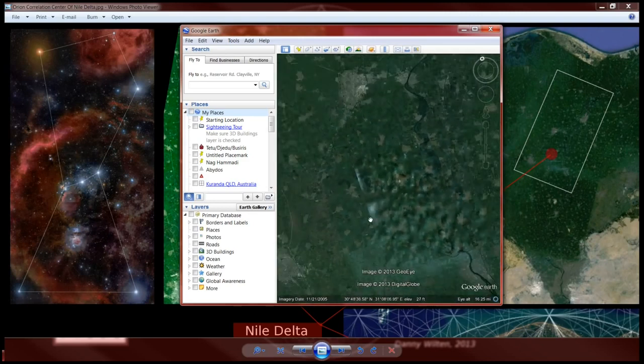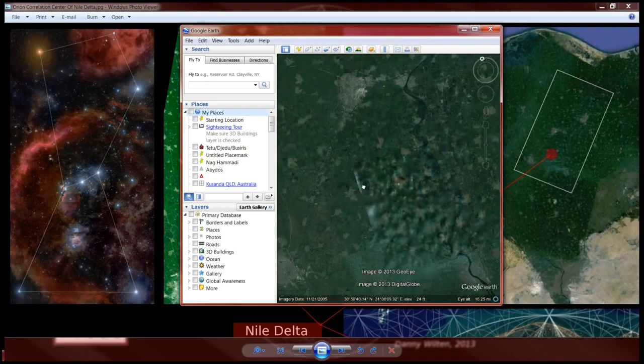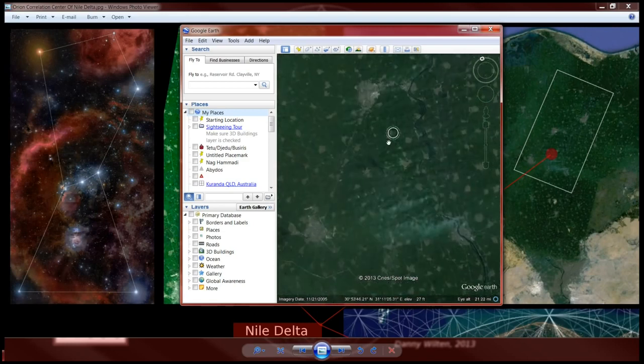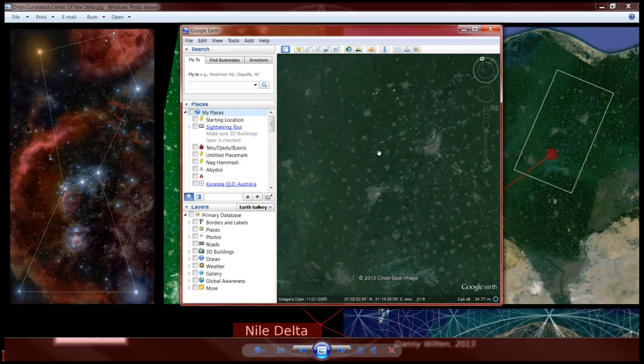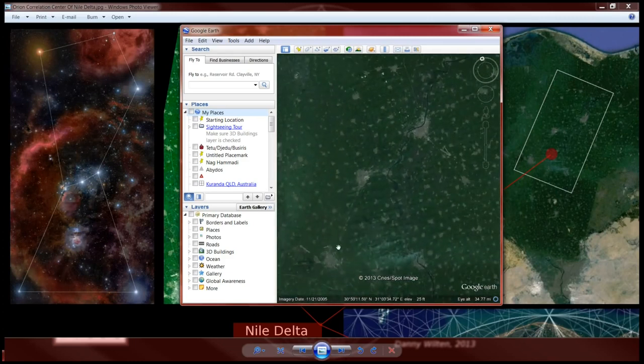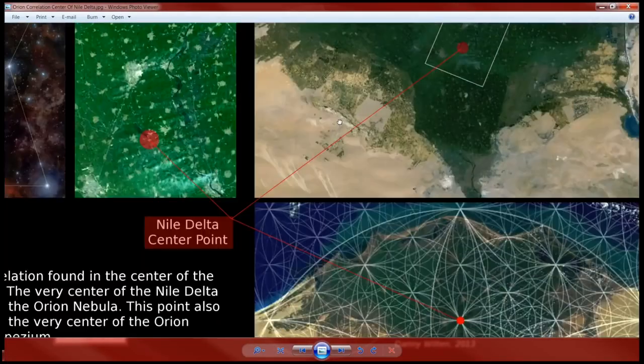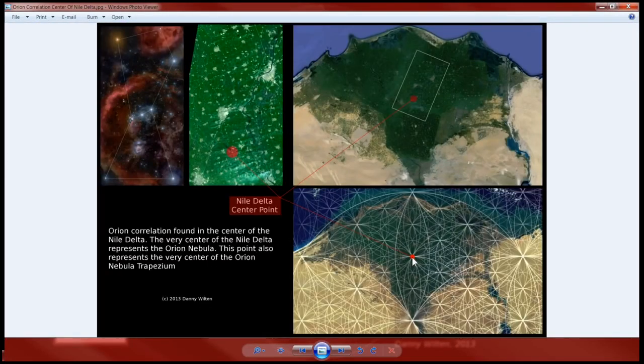And this area right here represents the center of those areas, and it's relatively almost exactly where the Orion Nebula is. I find these kinds of synchronicities and correlations very interesting, and as you can see, this is almost the exact same shape, if not extremely close to the Orion constellation. And this area right here represents the Orion Nebula, which also happens to be the very center of the Nile Delta, which we've also seen matches the Orion Nebula trapezium. I think with all of these confirming factors, there's something going on here.